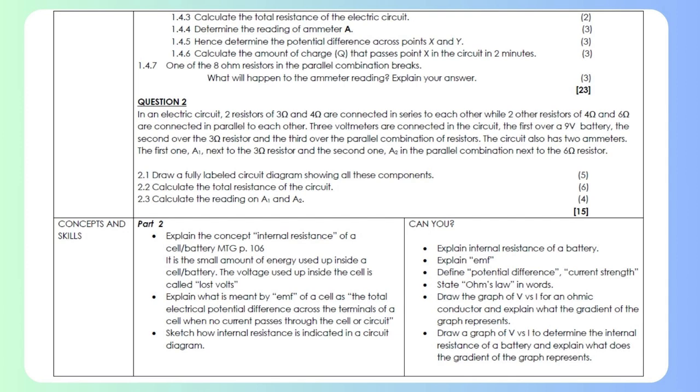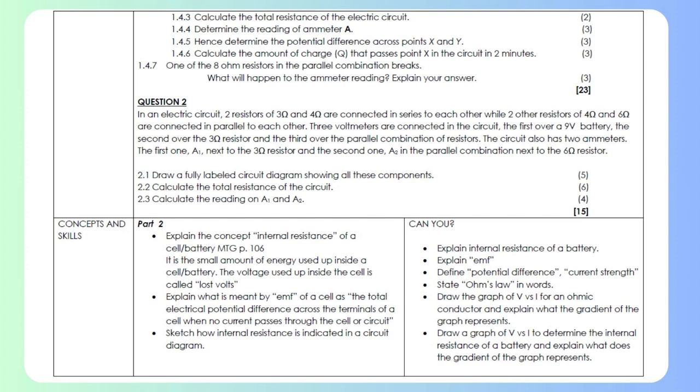Question 2. In an electric circuit, 2 resistors of 3 ohms and 4 ohms are connected in series to each other, while 2 other resistors of 4 ohms and 6 ohms are connected in parallel to each other. 3 voltmeters are connected in the circuit, the first over a 9V battery, the second over the 3 ohm resistor, and the third over the parallel combination of resistors.